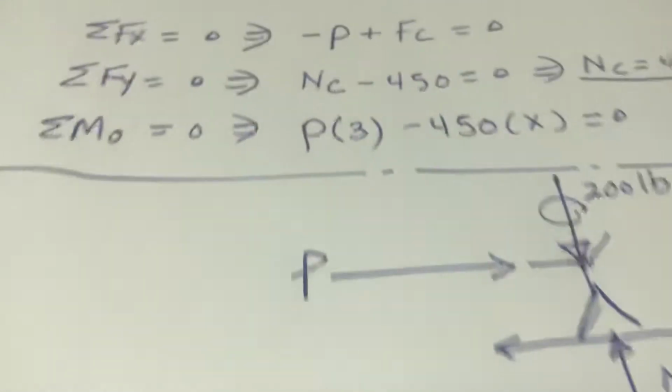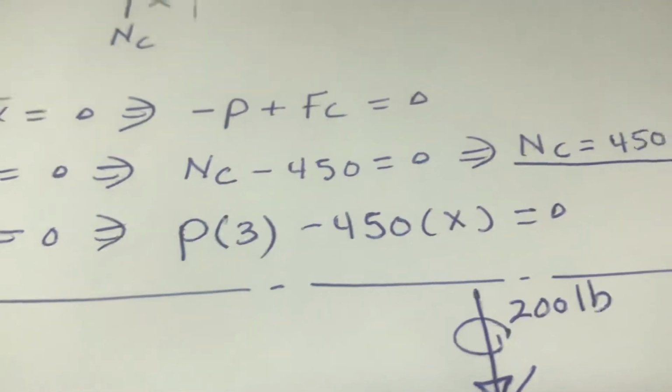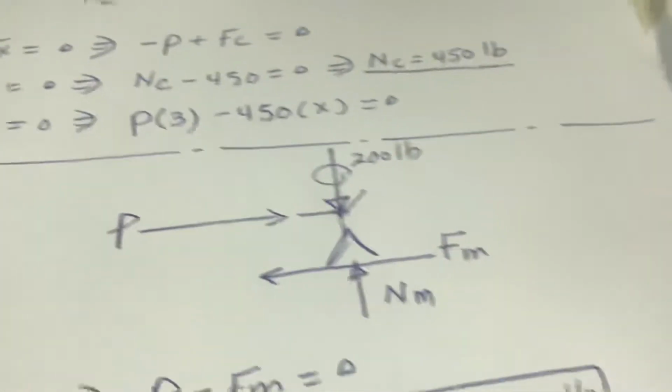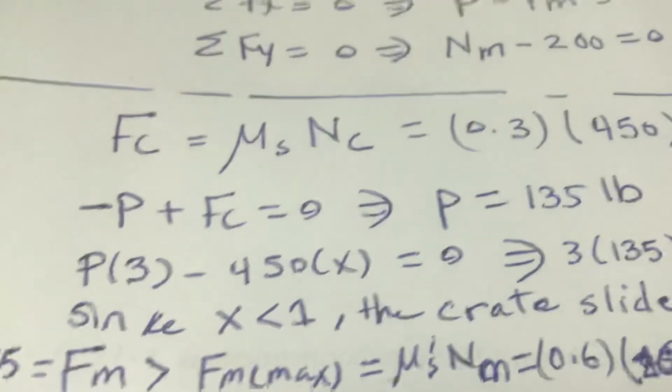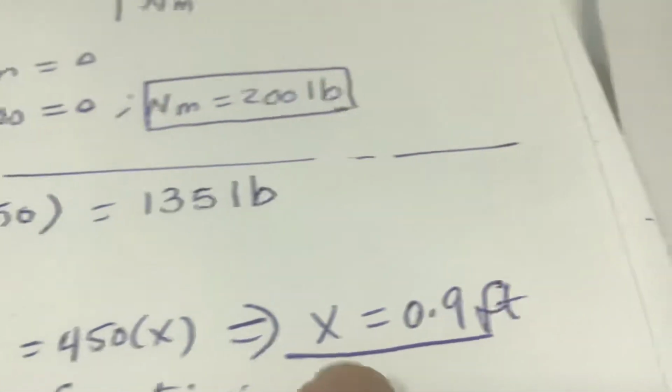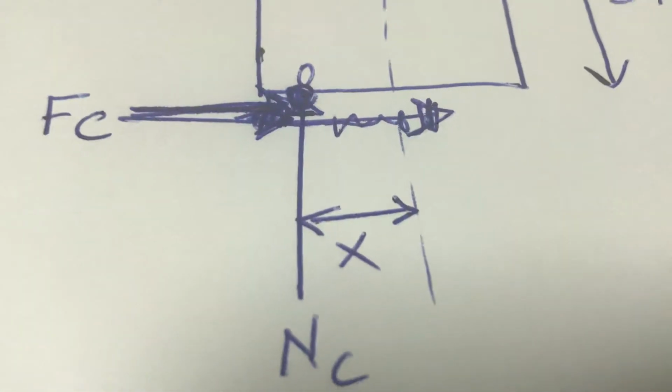Now we found P. P is 135 pounds. So 135 pounds times 3 minus 450x. So now we could find x. X will be equal to 0.9 feet. So now we found x, we found Nc, Fc, and we found P.